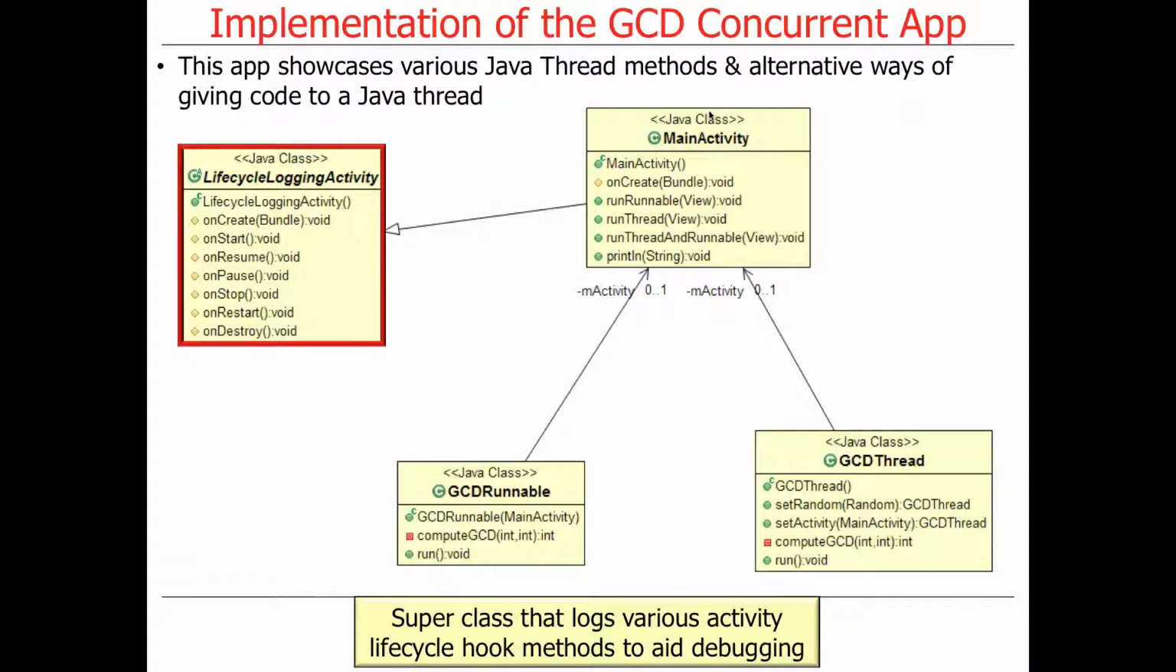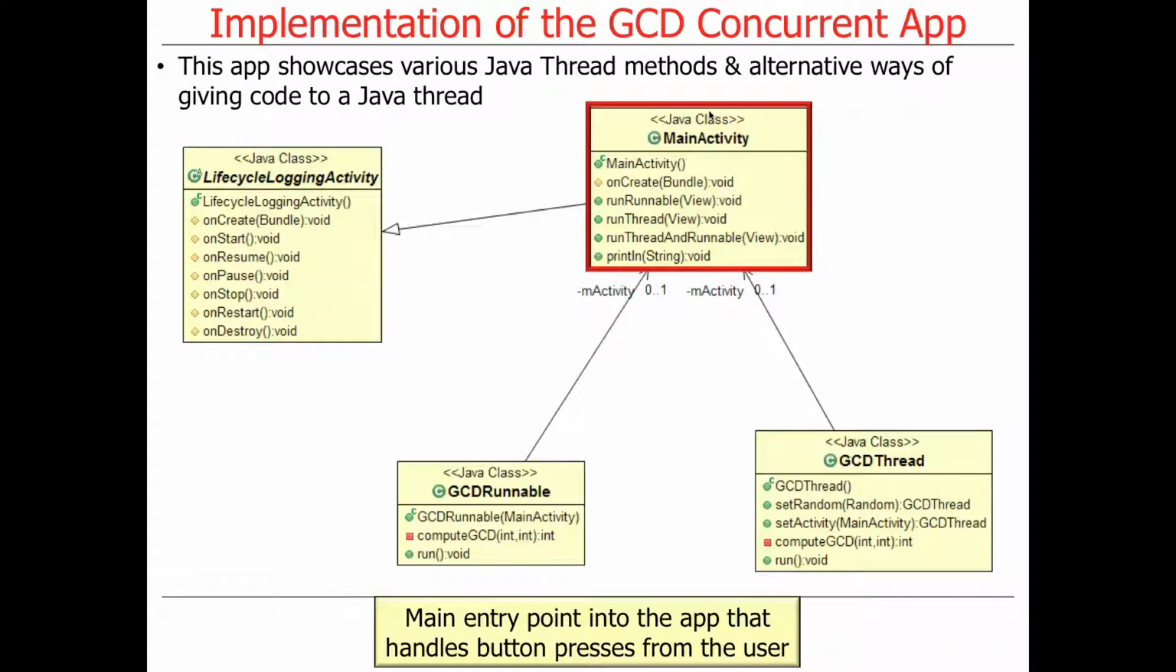The lifecycle logging activity class is a class I use a lot in my examples because it's really helpful for debugging your code. What it does is it overrides many of the lifecycle hook methods that are defined on an activity and logs the fact that that hook method was called to the Android logcat output. And that way you can see at a glance kind of what your program's doing. So when you look at the program and watch it run, you can see that this logging pops up. It just gives you a sense of what's going on.